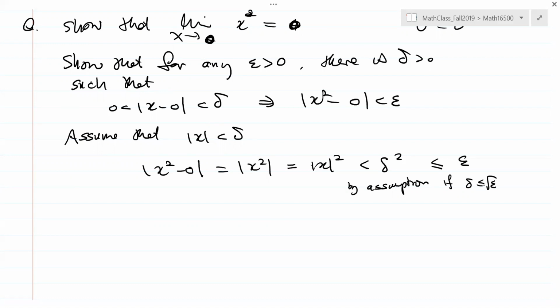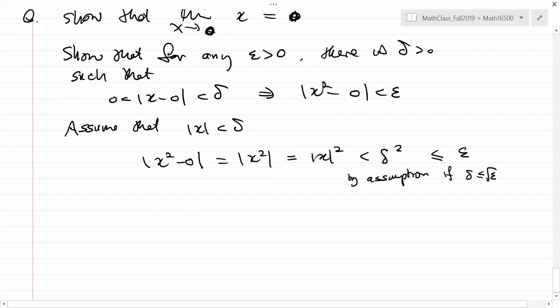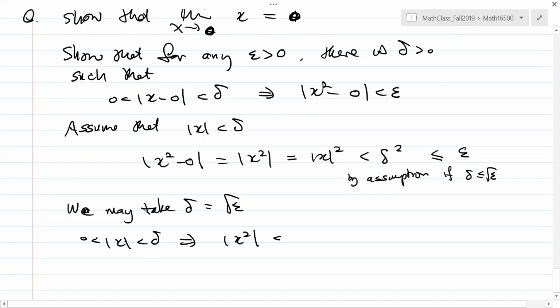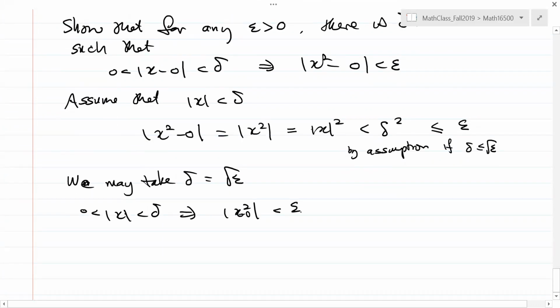Yeah, for this particular problem, maybe the very first method we can still use to solve the problem, but there are other problems you cannot do. So let's finish this. That means we may take delta to be square root of epsilon. The above argument implies if delta equals square root of epsilon, then absolute x minus 0 less than delta implies x squared minus 0 is less than epsilon, by the above argument.